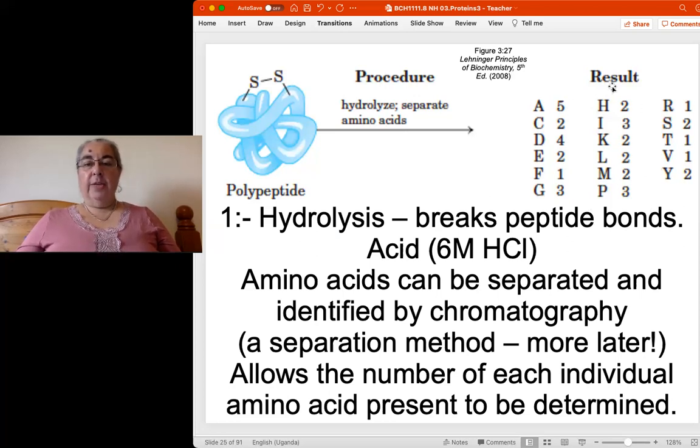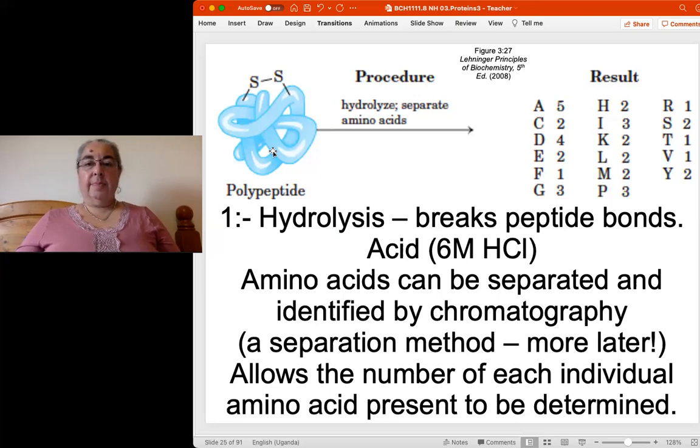Okay, so hydrolysis tells us which amino acids are present and how many of them there are, but it doesn't tell us anything about the order that they are in, because we've broken them all apart. We've broken all the covalent bonds, all the peptide bonds, and also the acid breaks the sulfur bridges.